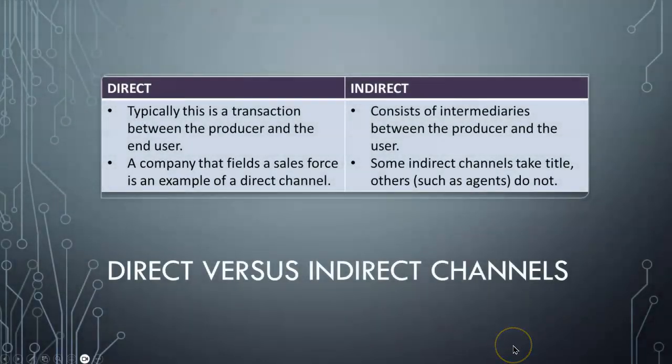Direct versus indirect channels. So direct is typically a transaction between the producer and the end user, straightforward. Whoever produces the product sells it to the consumer. A company that fields a sales force is an example of a direct channel. Indirect consists of intermediaries between the producer and the user. Some indirect channels take title, others, such as agents, do not.